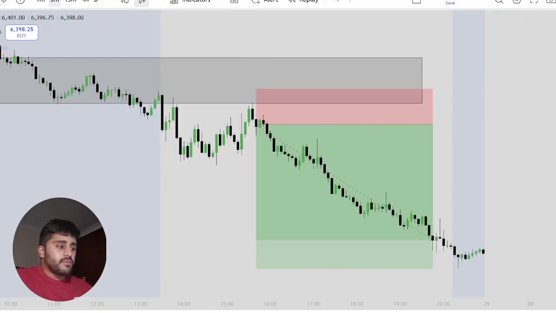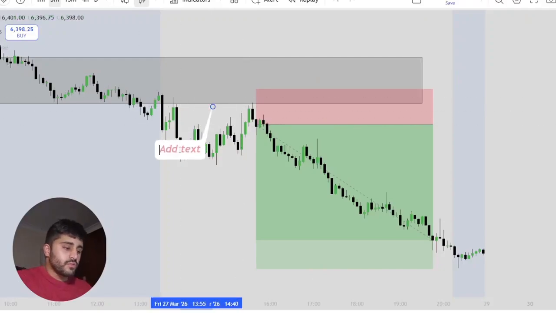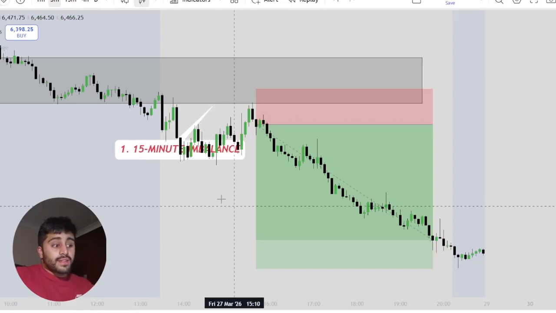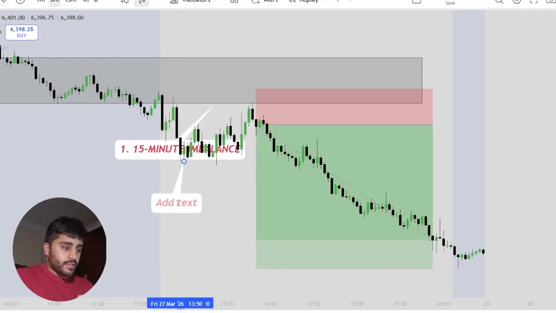Here on the 15-minute time frame, it only comes down to these two things. The first thing is I'm looking for a 15-minute imbalance. I'm going to talk about what that is. And the second thing I'm looking for is an absorption. So this is an absorption. So what do I mean by these two things?